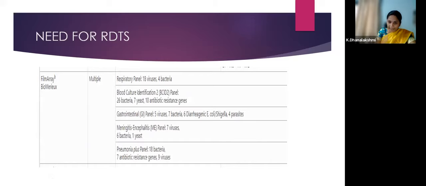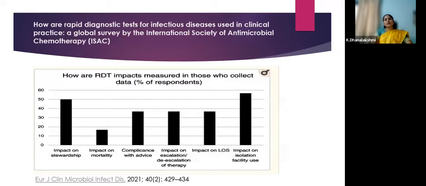For example, the mecA gene. If it is a Staphylococcus and the mecA gene is isolated, then we can know whether it is a methicillin sensitive Staphylococcus or a methicillin resistant Staphylococcus aureus. At the gene level, now we are able to pick up the resistance mutation. So how are these rapid tests utilized? Based on the response of the respondents, they say the rapid test has a maximum impact on isolation facility use.